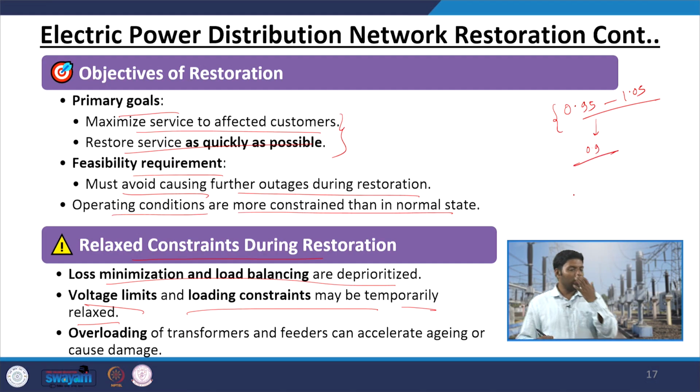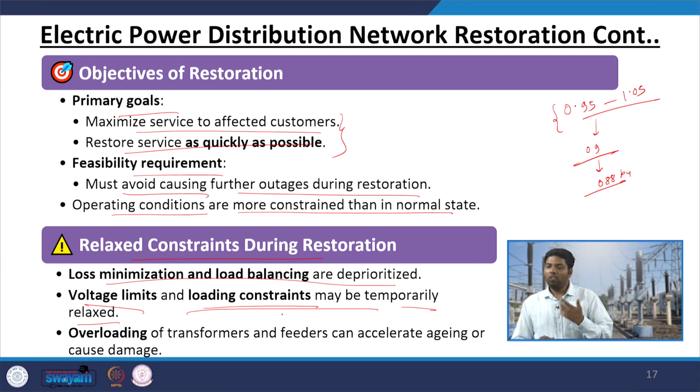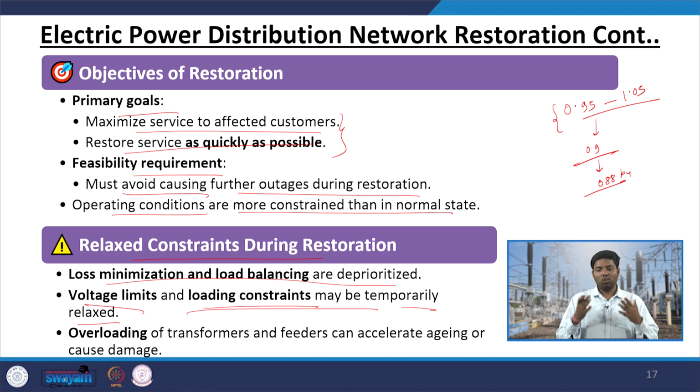Or we have seen the IEEE standard which says that you can run your system for a short time interval even at 0.88 per unit. So, the voltage limit is relaxed and also the loading constraint, that means for the lines. All the lines have some overloading capacity. So, we relax that and keep a few lines overloaded, but you have to keep in mind that the overloading condition should not lead you to a cascading failure situation. Overloading of transformers and feeders can accelerate aging and cause damage.